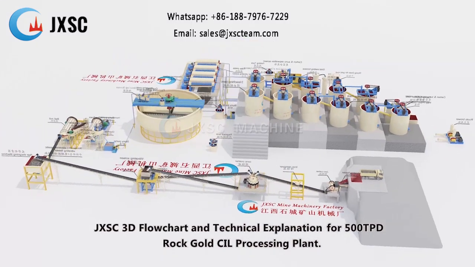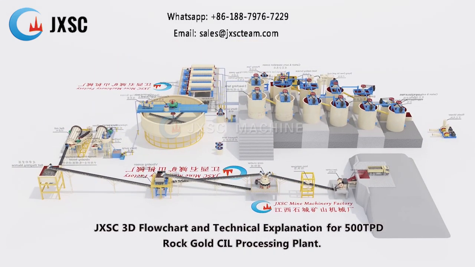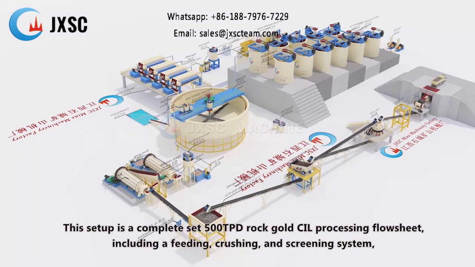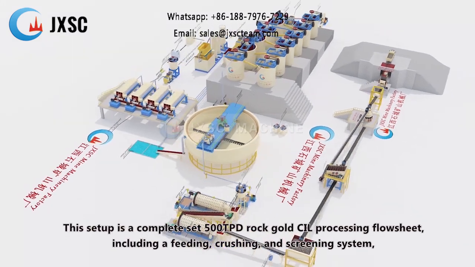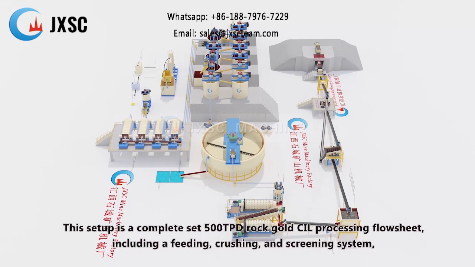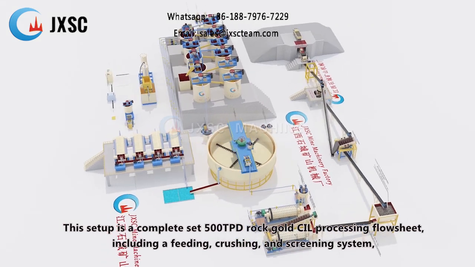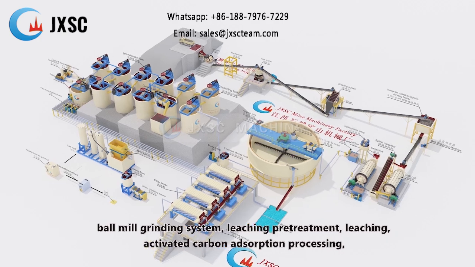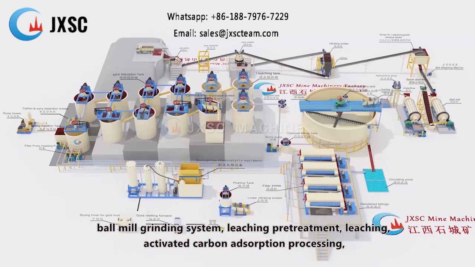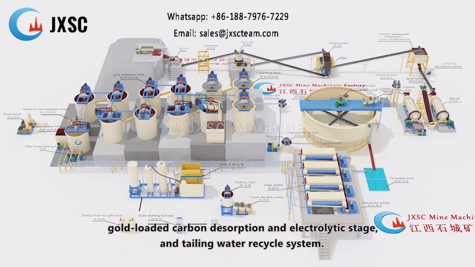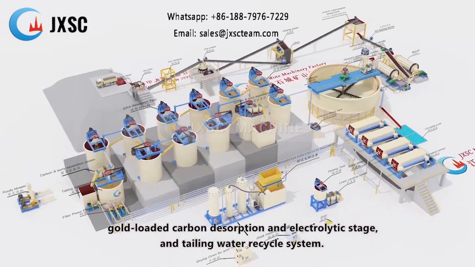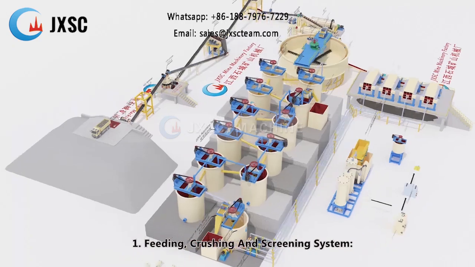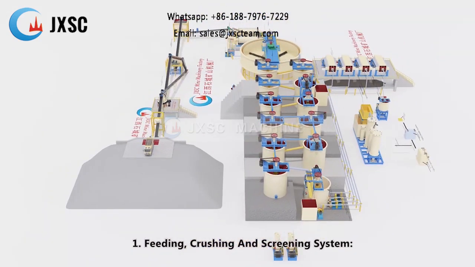JXSC 3D flowchart and technical explanation for 500 TPD rock gold CIL processing plant. This setup is a complete 500 TPD rock gold CIL processing flowsheet, including a feeding, crushing, and screening system, ball mill grinding system, leaching pretreatment, leaching activated carbon adsorption processing, gold-loaded carbon desorption and electrolytic stage, and tailing water recycle system.